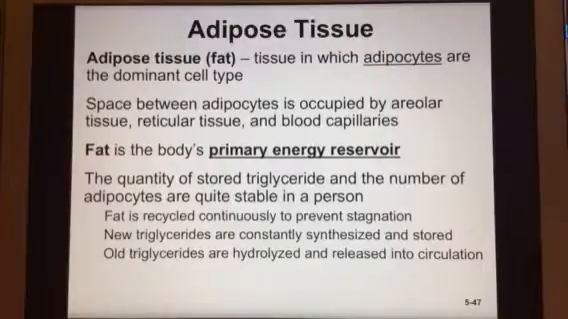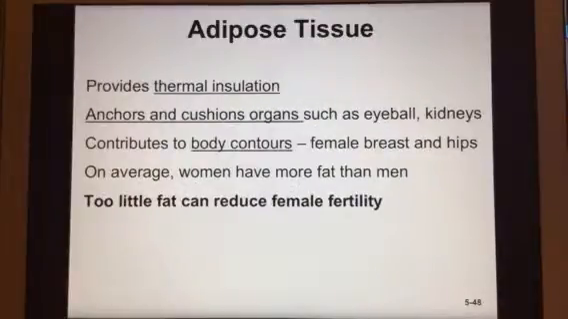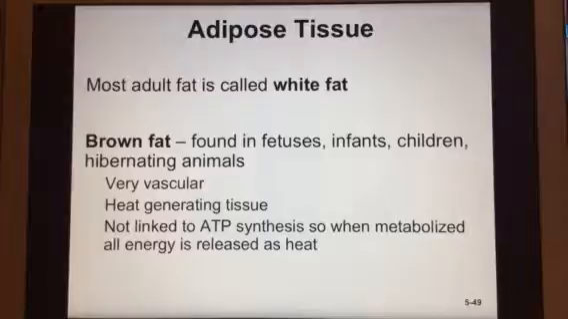We know that fat is the body's energy reservoir or long-term energy storage. And it does provide thermal insulation and cushions our organs and contributes to our body contours. Thank goodness for that. On average, women have more fat than men, and too little fat can reduce female fertility. Most adult fat is called white fat. That's the type that you will see. There also is a type called brown fat in fetuses, infants, children, and animals that hibernate.